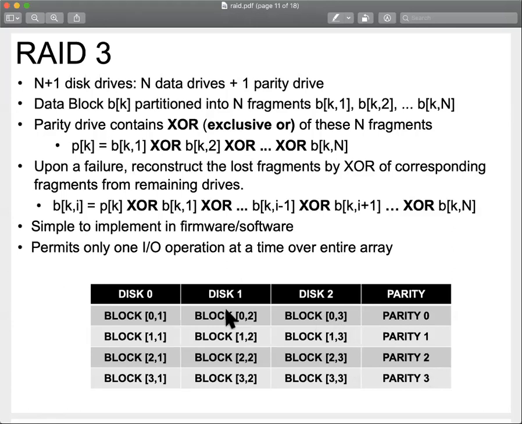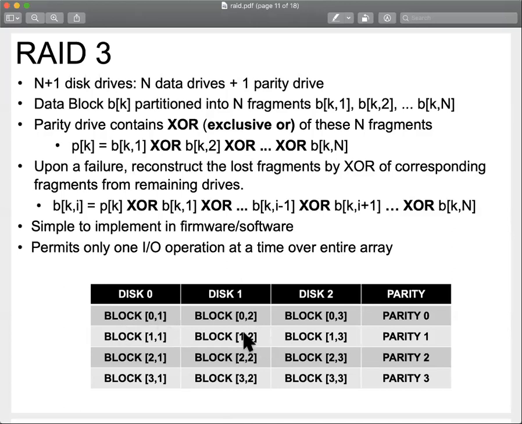So for example, let's say we lose block 1,2. In order to recover block 1,2, let's say we lose disk 1, since we're talking about disk level fault tolerance. If we lose the entire disk 1, we can recover all these blocks by doing an XOR of the remaining fragments in the rest of the disks.